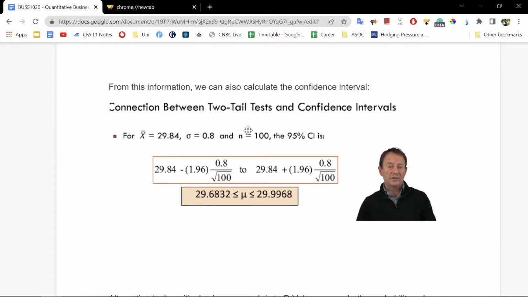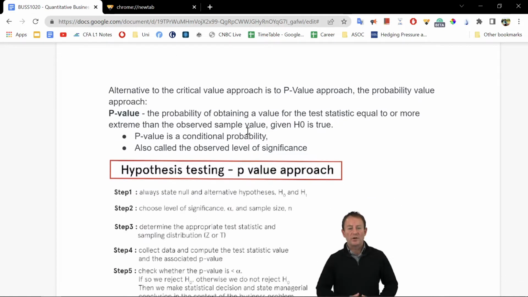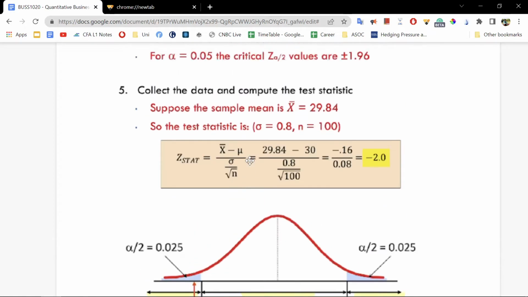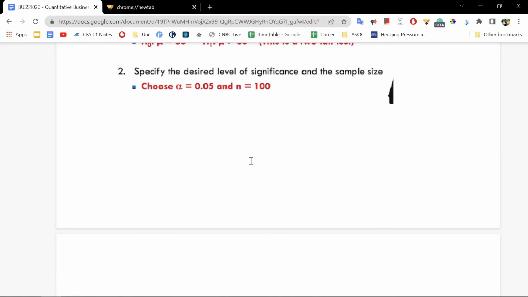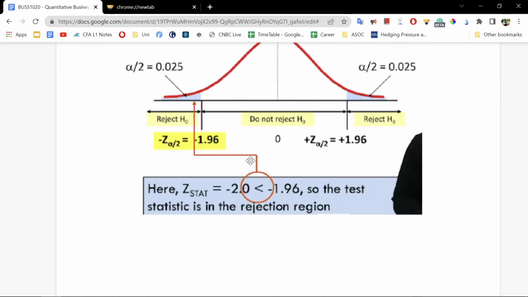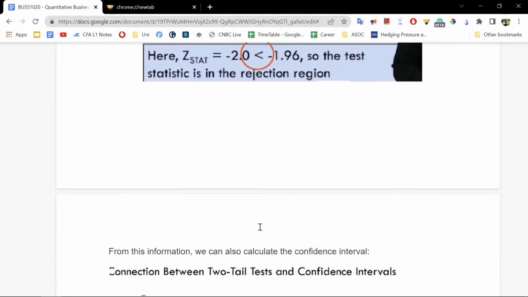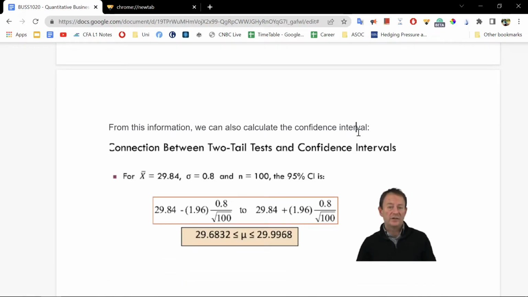Therefore, we reject the claim. So as we can see, yes. Therefore, we reject the claim that the diameter is dirty because, using the hypothesis test, it is more left than the rejection region. It is within the rejection region. From this information, we can conclude the confidence interval. We can also calculate the confidence interval.